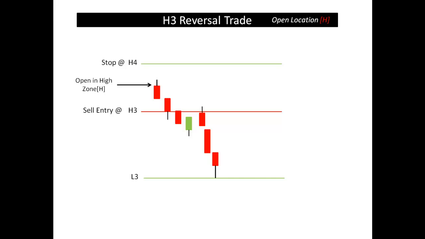Now, of course, you can use L1 and L2 if you like to scale out. But chances are, if it's leaving the upper zone, coming back into value, it's going to want to go test the lower zone to find support. Okay, so your target's going to be that L3.